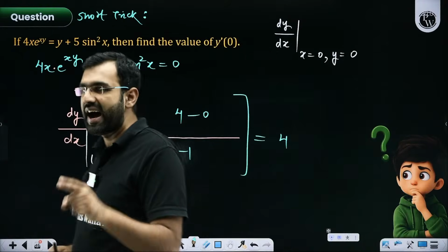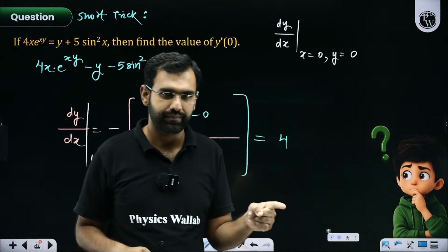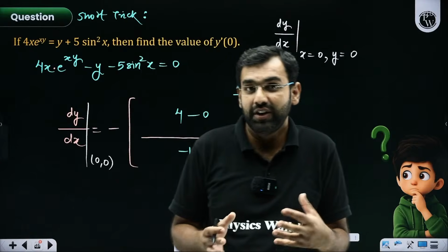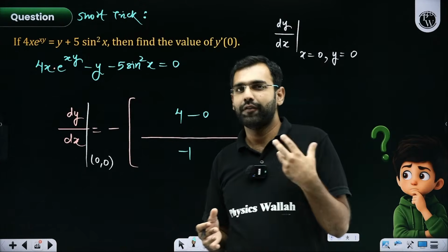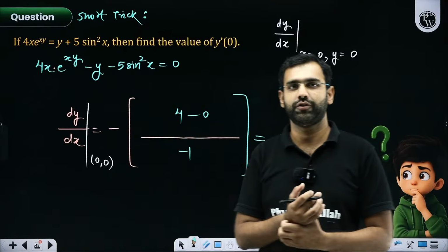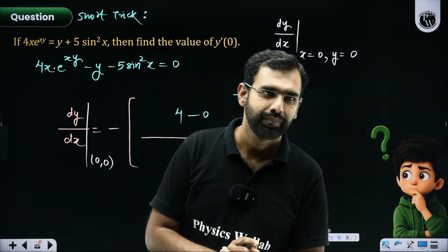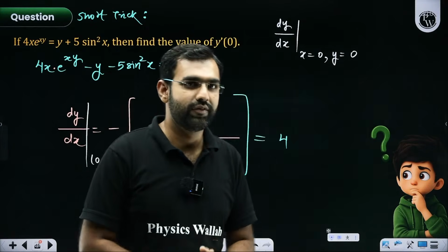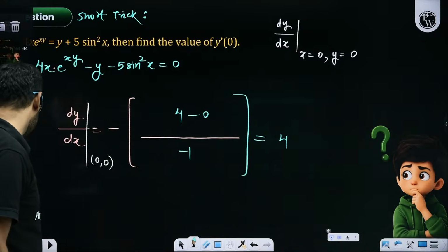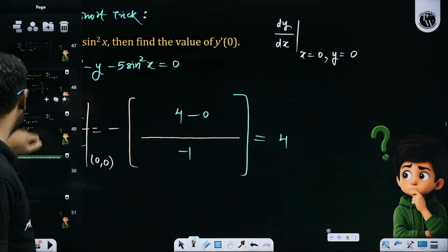Everybody understood how to do the partial differentiation, or the differentiation of implicit functions comfortably? Yes or no? Everybody, please reply. If there is any confusion, do ask. I'll re-explain. Shall we move ahead from here, all the participants?